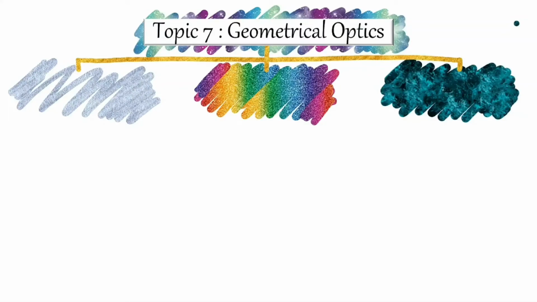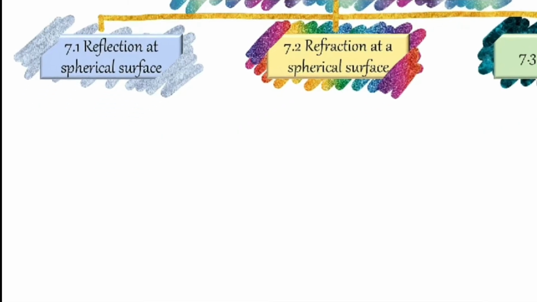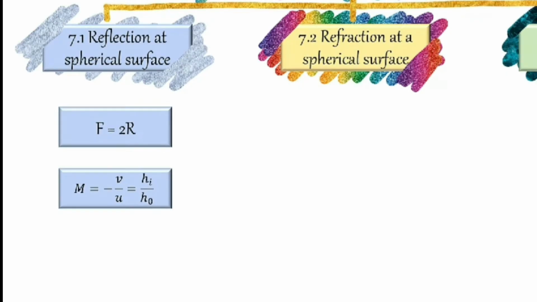Hello everyone. Chapter 7, Geometrical Optics, consists of reflection at spherical surface, refraction at spherical surface, and thin lenses. We have three equations under subtopic 7.1: f equals r over 2, magnification m equals negative v over u, which also equals h_i over h_o, and the thin lens equation, 1 over f equals 1 over u plus 1 over v.